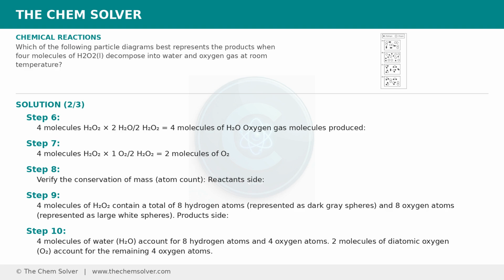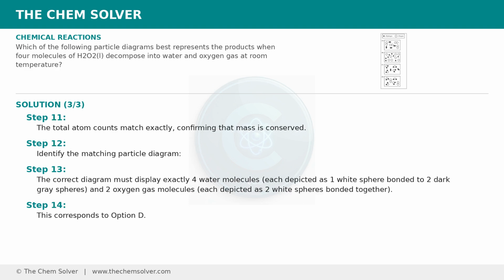Atom count, reactant side. 4 molecules of H2O2 contain a total of 8 hydrogen atoms, represented as dark gray spheres, and 8 oxygen atoms, represented as large white spheres. Product side. 4 molecules of water, H2O, account for 8 hydrogen atoms and 4 oxygen atoms. 2 molecules of diatomic oxygen, O2, account for the remaining 4 oxygen atoms. The total atom counts match exactly, confirming that mass is conserved.